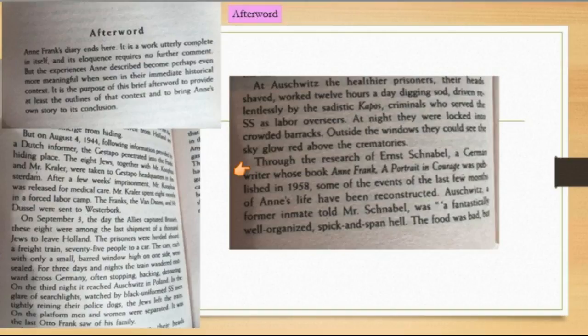Through the research of Ernst Schnabel, a German writer whose book Anne Frank, A Portrait in Courage, was published in 1958, some of the events of the last few months of Anne's life have to be reconstructed. Auschwitz, a former inmate told Mr. Schnabel, was a fantastically well-organized, spick and span hell.